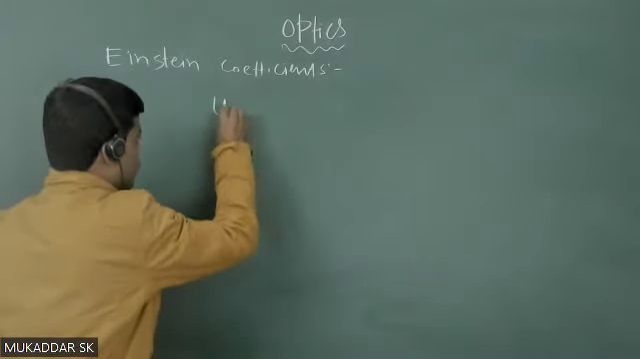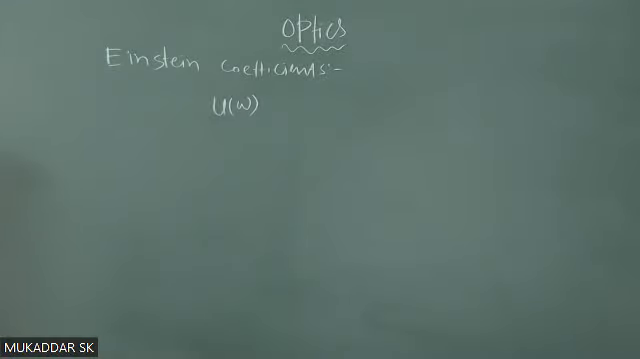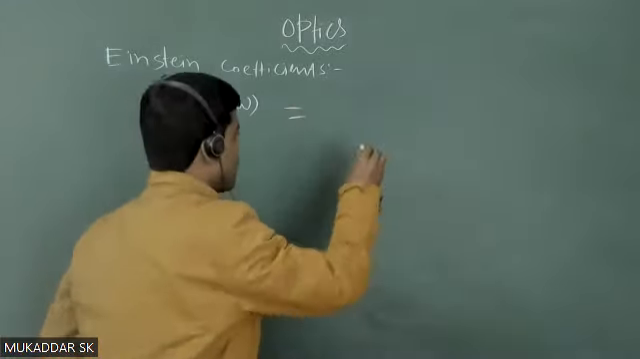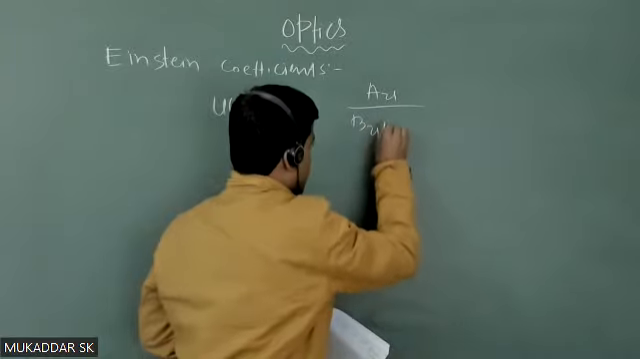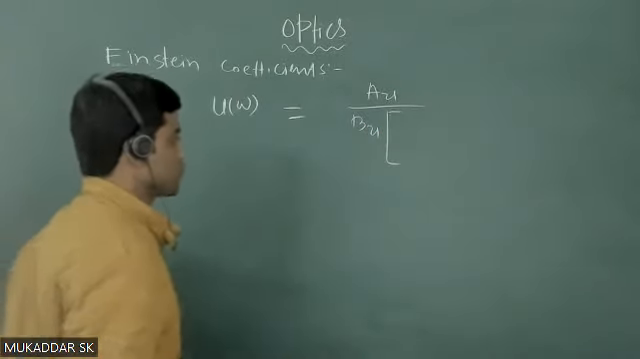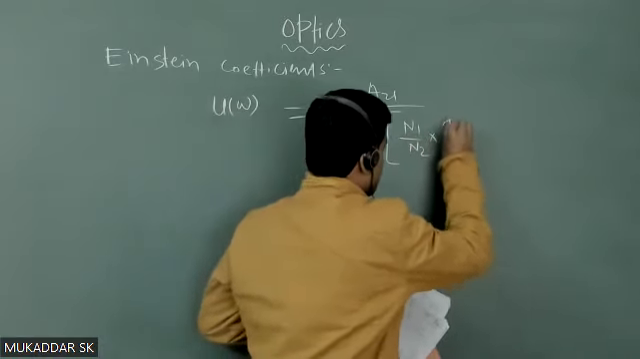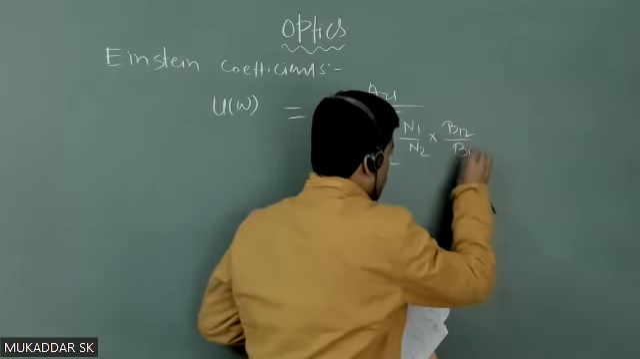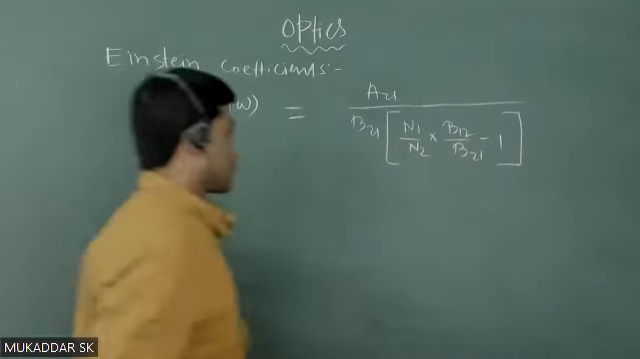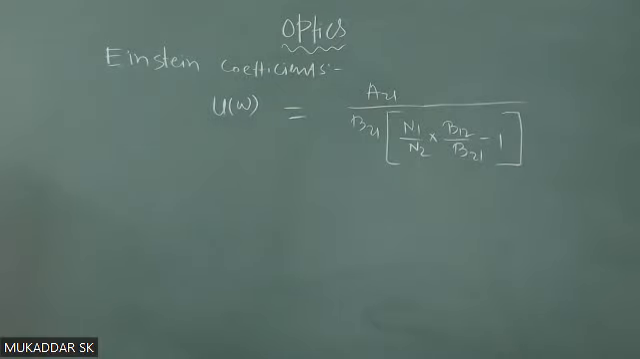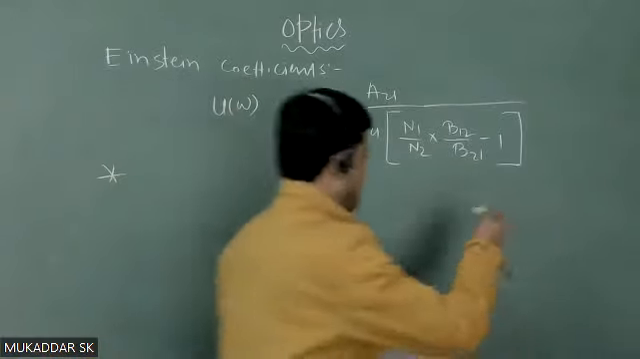The energy density of incoming photon as a function of angular frequency, if you remember, was A21 divided by B21, then N1 by N2, then you have B12 divided by B21, minus 1, right? So this is your equation. Now, one thing you have to keep in mind: suppose you have a two-level system.